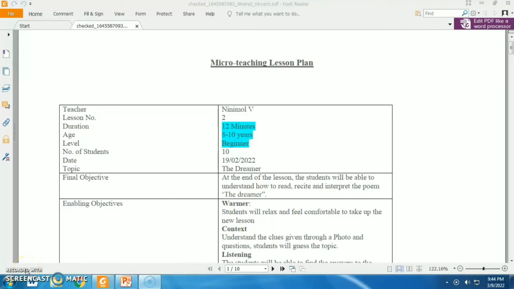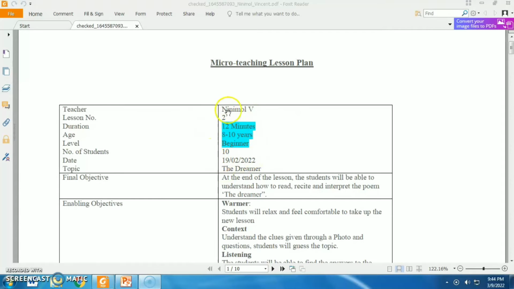Good morning. Today I'm going to give you a lesson plan which can be used for an ESL English speaking class. It's a micro teaching lesson plan. On the first page, you can write the details like this.